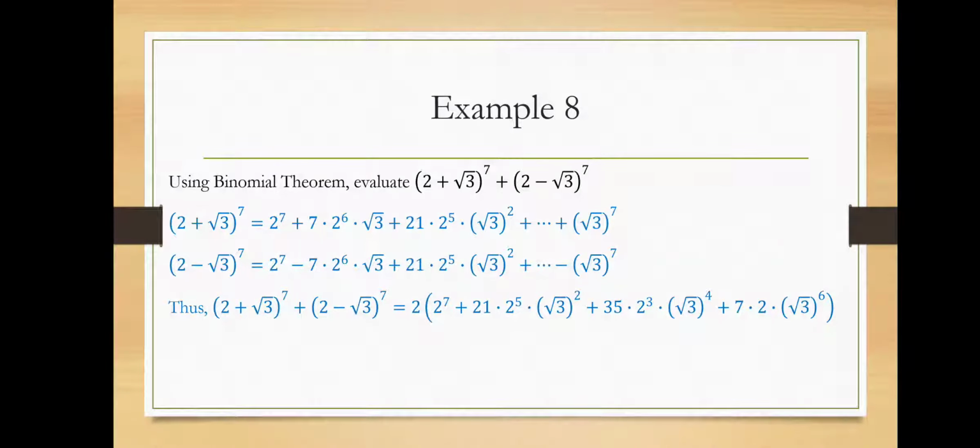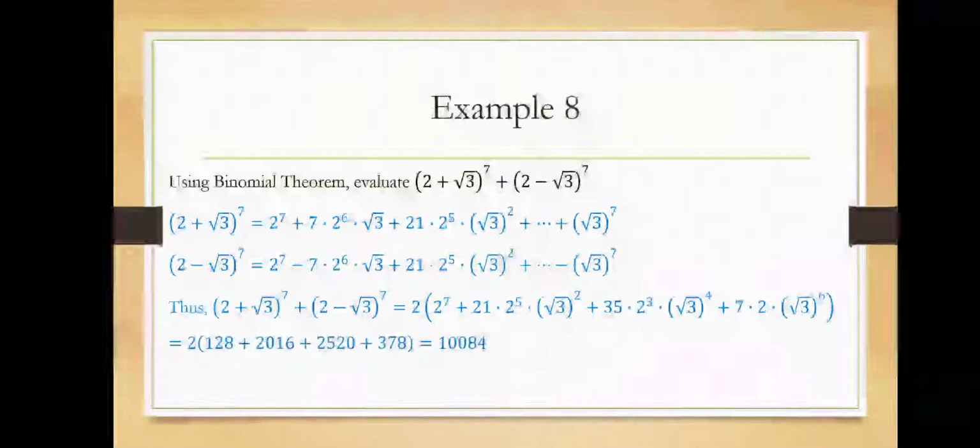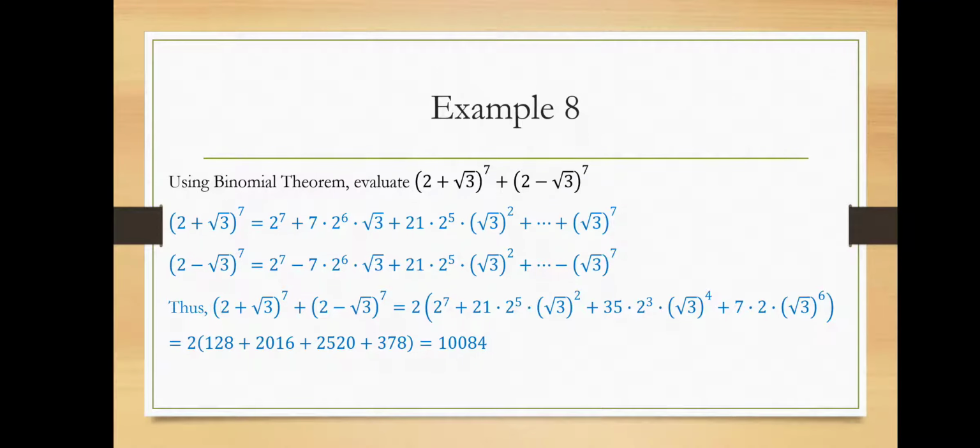Now 21 is actually 7c2. So you need to remember a few of the combination values as well, so it becomes easy instead of doing the calculation. 35 is 7c3. So no, rather 7c4. 7c4 and 7c3, they are the same thing. Then 2 cube root 3 to the power 4. And then that is 7c6 into 2 and root 3 to the power 6. So if you just go on doing all these calculations, you get the value 10,084. So that's the answer.